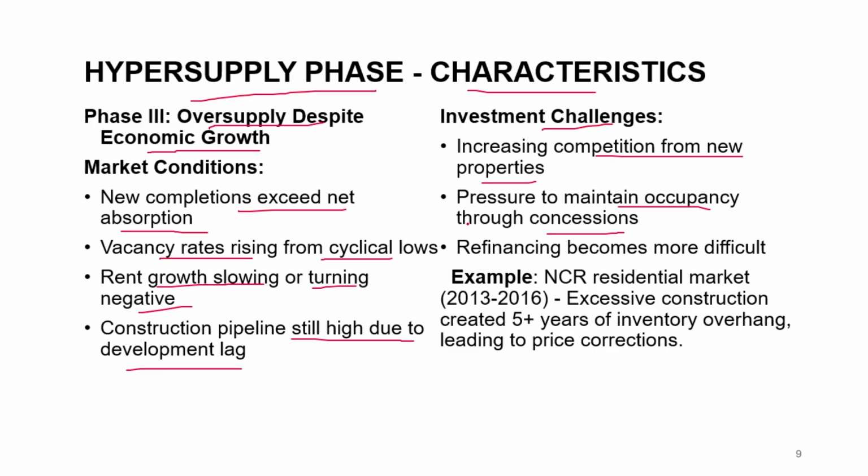So, you might be giving concessions to your tenants because now they have the option of multiple supplies. You will have to retain them, you will have to give them concessions, and refinancing will become more difficult because financiers also have multiple options. So, now it is no more a seller's market, it is turning into a buyer's market again. This is how the hyper supply phase will work.